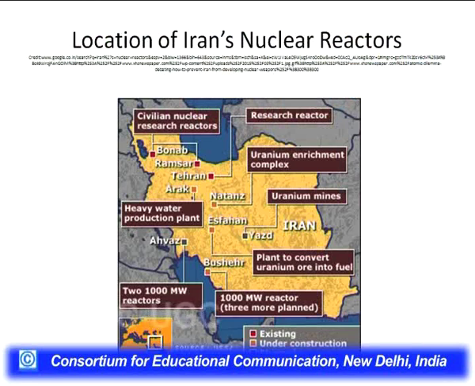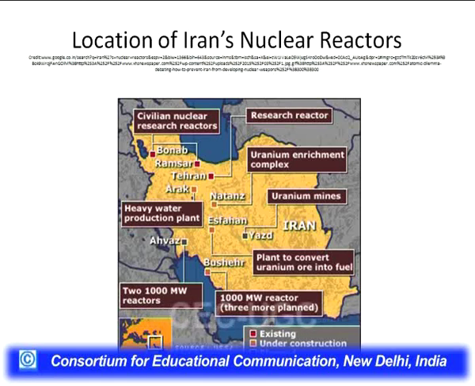Now I would like to show you some of the locations of Iran's nuclear reactors. If you see on the top, there is Bonab and Ramsar, the two reactors which Iran claims are civilian nuclear research reactors. There is another research reactor in Tehran. There is another reactor at Natanz, this uranium enrichment complex. All the dark red ones that you see are the existing reactors of Iran.